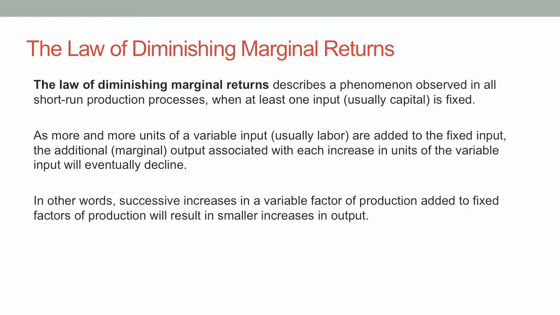The law of diminishing marginal returns, that's what we're going to deal with today. It describes a phenomenon in economics observed in all short-run production processes when at least one input is fixed. So here we go. As more and more units of a variable input, usually the labor, the number of workers, are added to the fixed input, the fixed inputs are things that can't change, the additional marginal output associated with each increase in units of the variable will eventually decline.